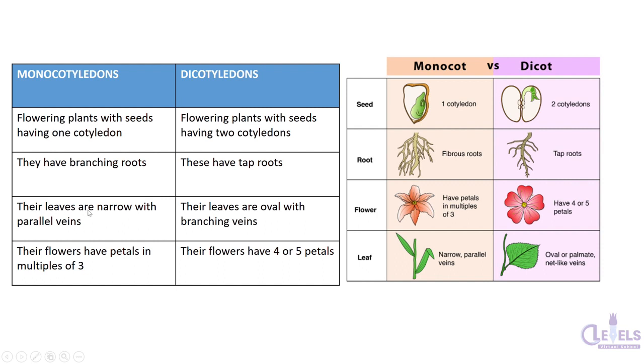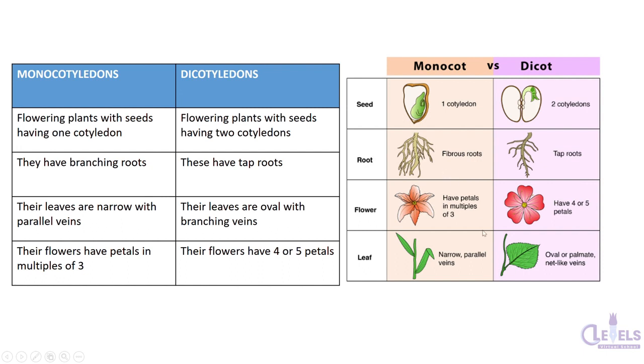Monocotyledons have narrow leaves and they have parallel veins. So see, this is a very narrow leaf with parallel running veins inside it. Monocotyledons have narrow leaves with parallel veins, and dicotyledons have oval leaves with branching veins or net-like veins.